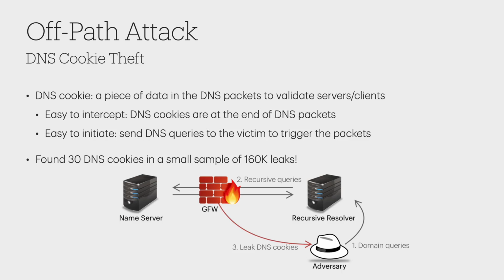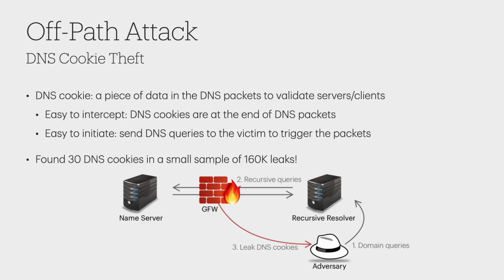DNS is fragile, and there have been many techniques for off-path attackers to poison DNS cache. DNS cookie is a mitigation to such attacks. It's a piece of data in the DNS packets to validate the servers or clients. But if the packet went through the Great Firewall, it was vulnerable to bleeding wall. It's at the end of DNS packets, so it might be contained in the leaks.